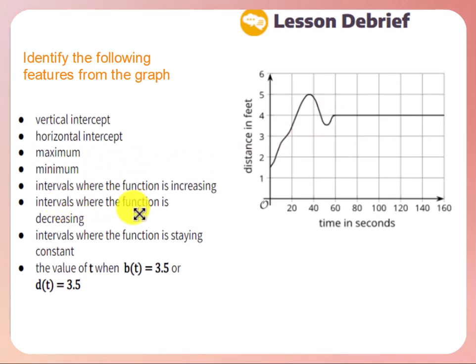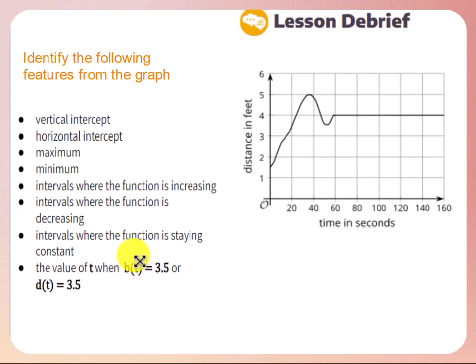The intervals where the function is decreasing, between 48 and 50, and I don't see it decreasing after that. Let me know if I missed anything. The intervals where the function is staying constant is between 60 and 160, and the value of t when d of t equals 3.5. So think about what that means.